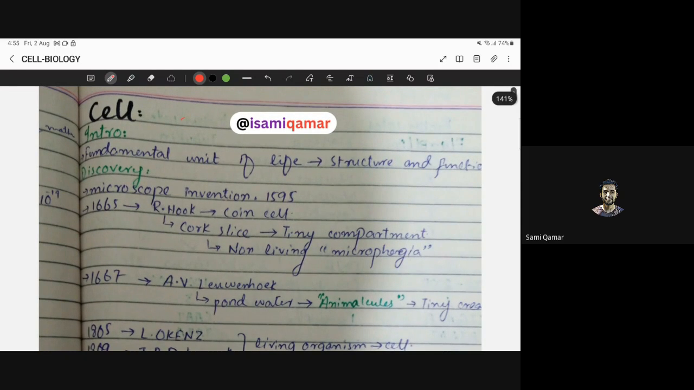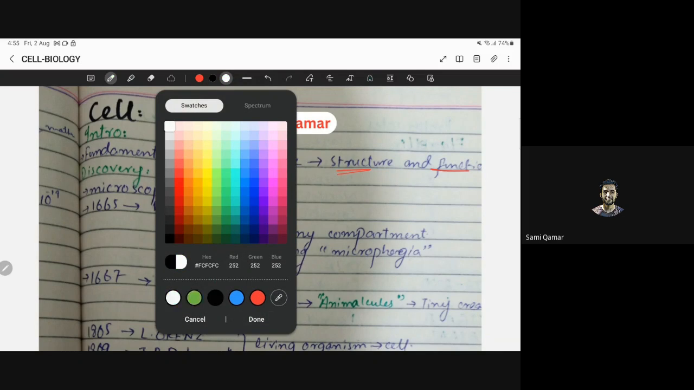So first of all, let's talk about the cell. What is a cell? A cell is just the fundamental unit of life. Just as walls are made up of bricks, bricks are their fundamental unit. And for humans, the fundamental unit from which we are made is the cell. A cell is a structural and functional unit. It has a specific structure and it is functional. It has some very great functions. So let me just make the background white.